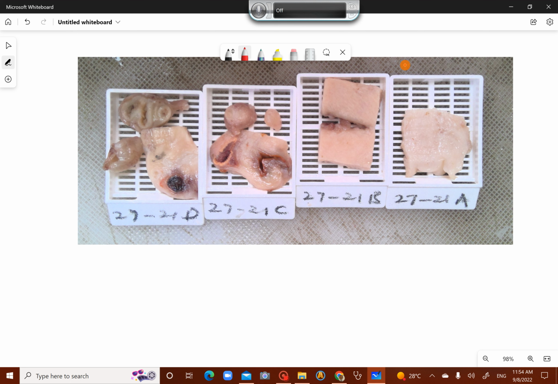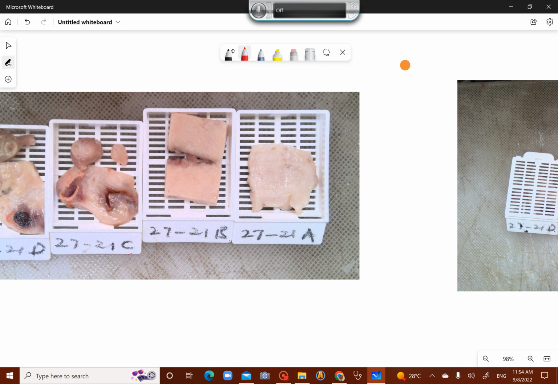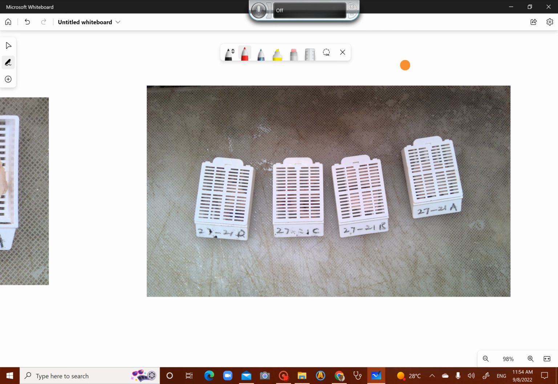Now these are being labeled with the patient's file number and the site from where the biopsy has been taken: 2721A, 2721B, 2721C, 2721D. So these cassettes must be labeled properly with the patient's file number and the location from where the biopsy has been taken. And once you have labeled them, you close them with a lid. So that's the final appearance of the cassette.